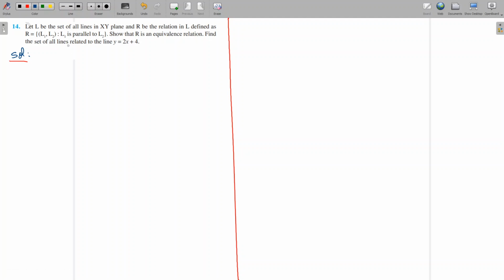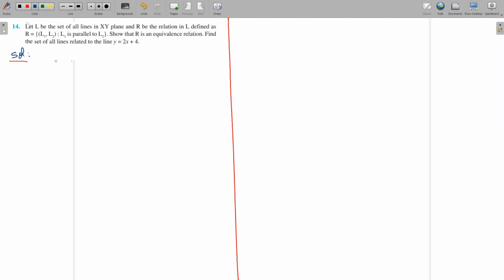Now let us do question number 14. Let L be the set of all lines in the xy plane and R the relation in L defined as R equal to the collection of all ordered pairs (L1, L2) such that L1 is parallel to L2. Prove that R is an equivalence relation. Find the set of all the lines related to the line y equal to 2x plus 4.